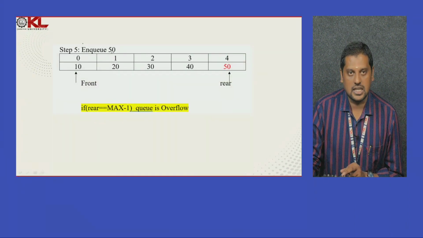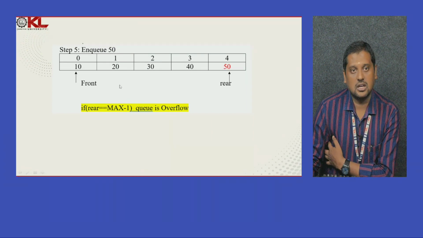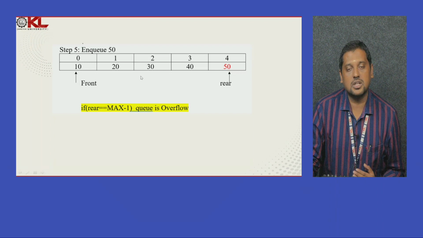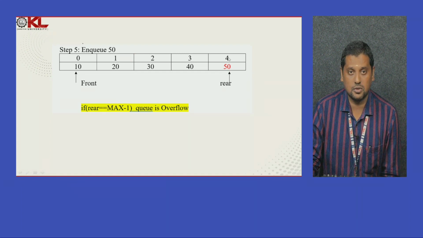Next, the last value is 50. Further we increment the rear value. My rear value is 4. After incrementing the rear value, my input value is enqueued into the queue. Now be very clear about my queue size. Already we have set the queue size as 5. It means my array size, the last index will be size minus 1, which is nothing but 5 minus 1, that is 4.